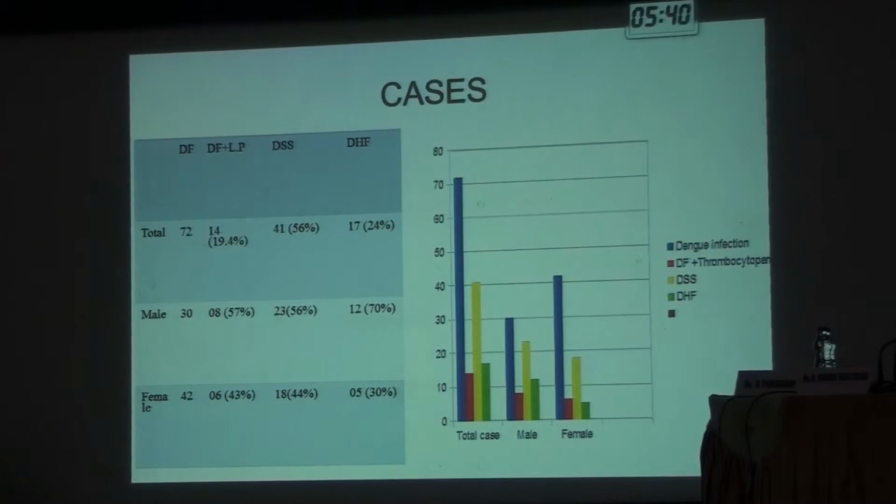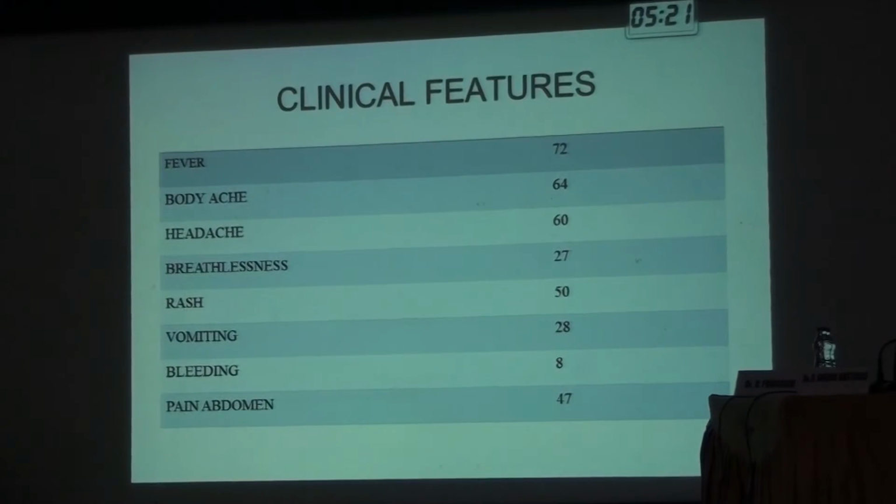And also, once again, in this, 30 cases were male, where predominantly it was dengue fever with low platelet count or dengue shock syndrome, whereas in females 43% were having dengue fever with low platelet, and the remaining 18% were dengue shock syndrome, and only 5% developed dengue hemorrhagic fever.